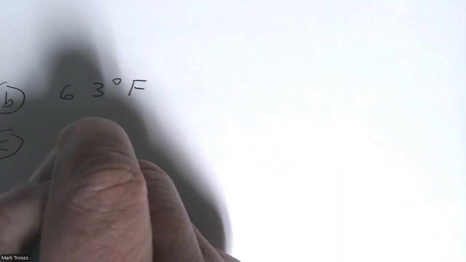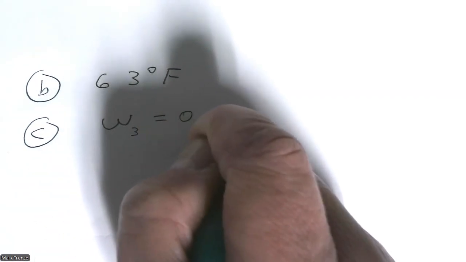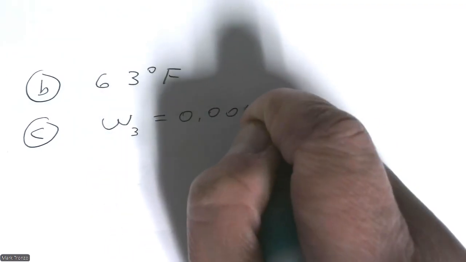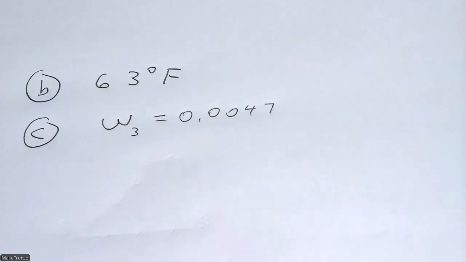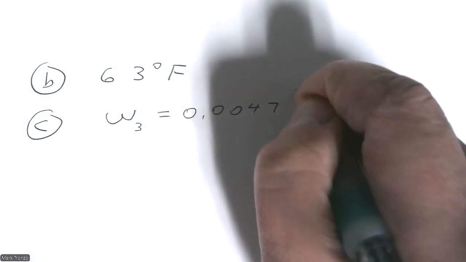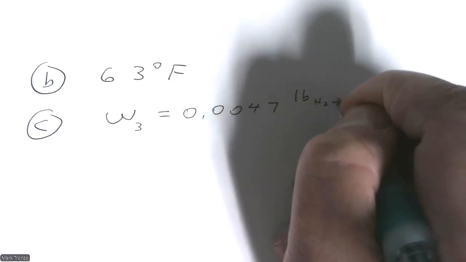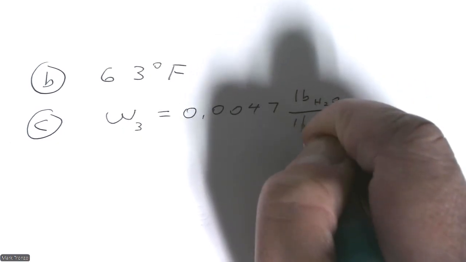And so that's part C. Again, specific humidity is omega, and that was 0.0047 pounds of water per pound of air.